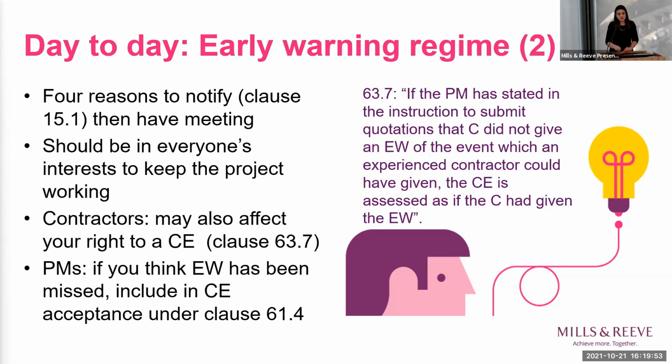Now, it ought to be in everyone's interests to keep the project working well, to give those notifications. If for any reason it may not be, you should also think about these couple of other points. So contractors, it could affect your right to a compensation event under clause 63.7. This is a clause from the compensation event regime, and it states that if the project manager has stated in the instruction to submit quotations that the contractor did not give early warning that an experienced contractor could have given, the compensation event is assessed as if the contractor had given the early warning. So good reason for contractors to make sure you get that early warning in.